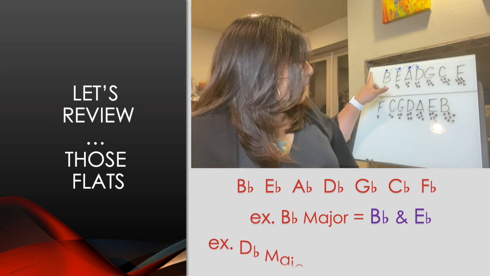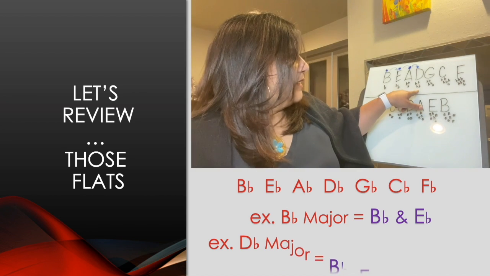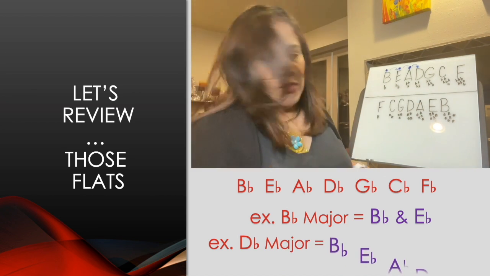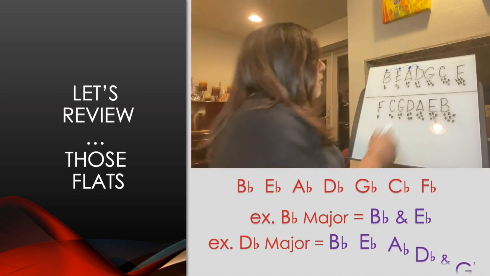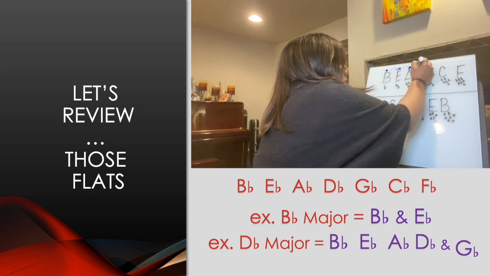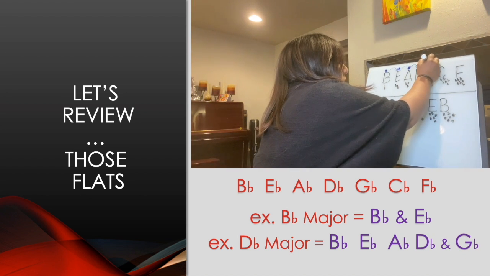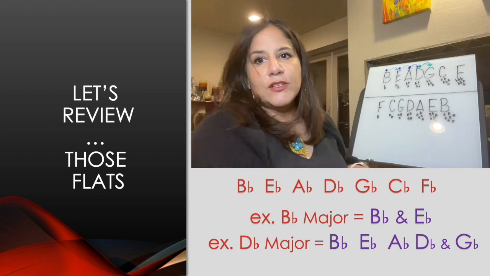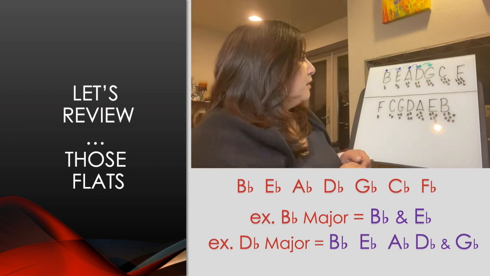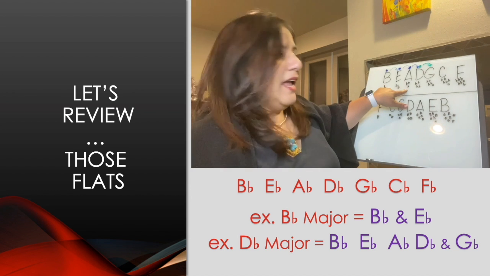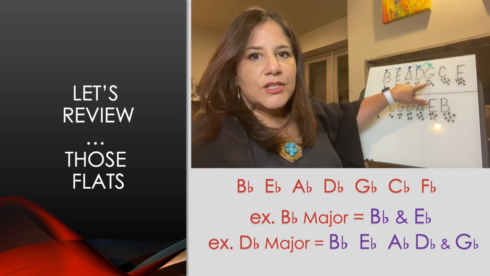So for example, let's just plot a D flat major scale. So we'll put our little marker on D flat, and we'll go one more. So D flat major has B flat, E flat, A flat, D flat, and G flat.